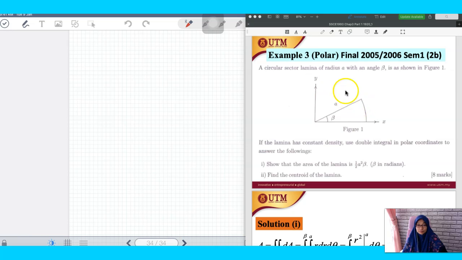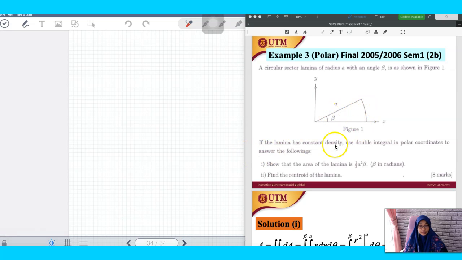So now we have the sector, based on a circle of radius a, and the angle is beta. You do know how to read the angle for polar: you have to start from the positive x-axis. So that is what your region looks like.